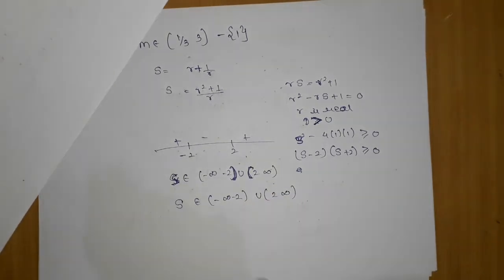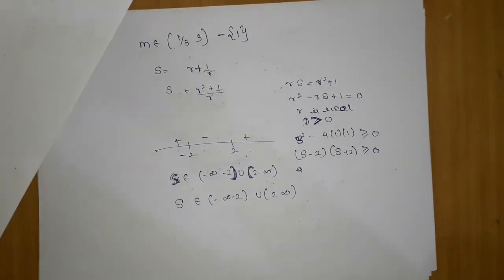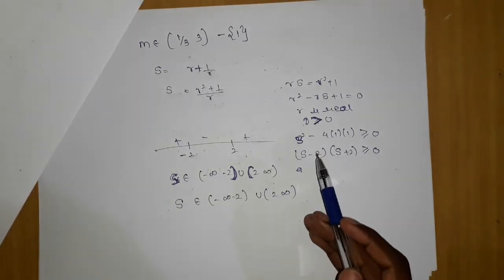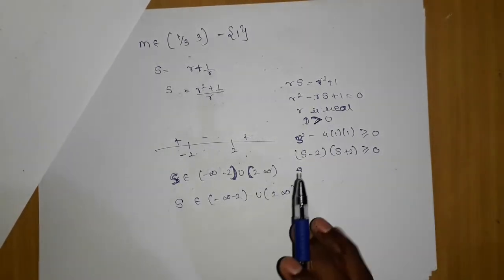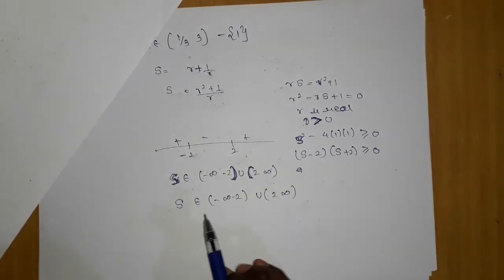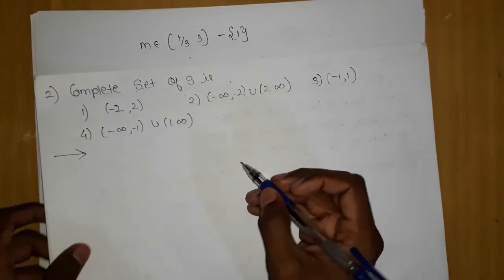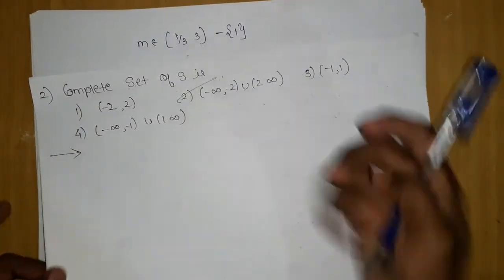Although you will get the same answer from D greater than or equal to 0, many teachers don't tell the difference between them. We have discussed it in detail in quadratic equations. You can verify from the equation, not an issue. Your final answer will be s belonging to minus infinity to minus 2 union 2 to infinity, which is nothing but this one.